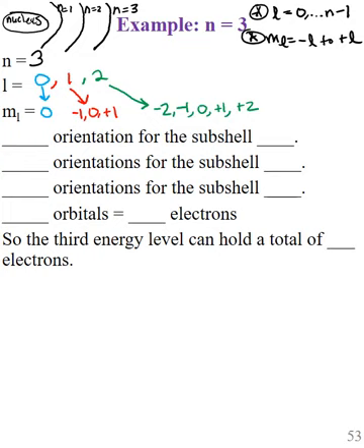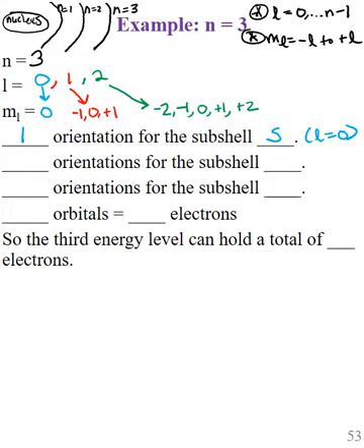Let's look at the one I did in blue first. How many orientations would this one have? It can only have 1 because I only have one value of m sub l. And if l equals 0, what is the subshell? It's going to be an s subshell.